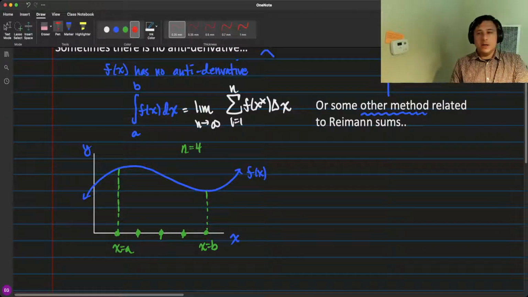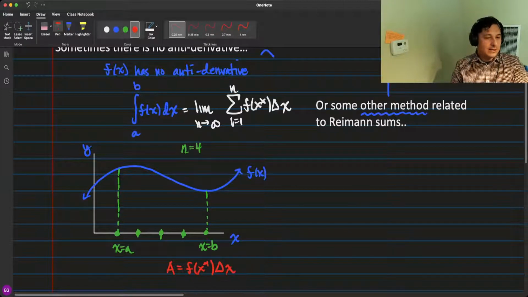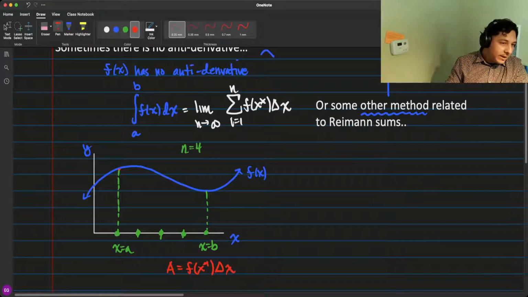Okay, so remember what you need to do is form rectangles. And then the area of each of those rectangles is f of x star times delta x. Now luckily delta x is constant, right? Because we split it up to equally partition the interval. Now you have a choice. You can decide to determine the height by going with the left endpoint.